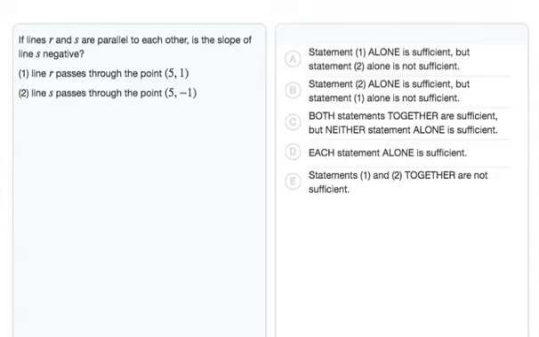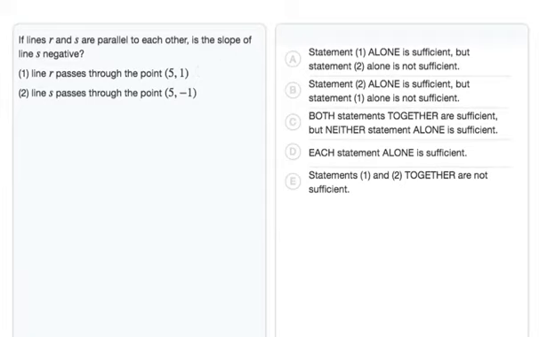To solve this data sufficiency question, let's go ahead and consider each statement separately first and then together if needed. Before diving into the statements separately, let's extract the information from the question. The question asks us, if lines R and S are parallel to each other, is the slope of line S negative?